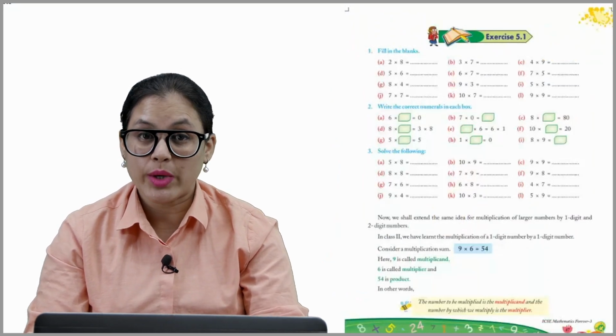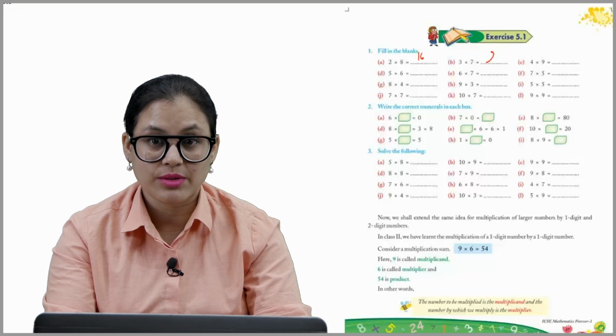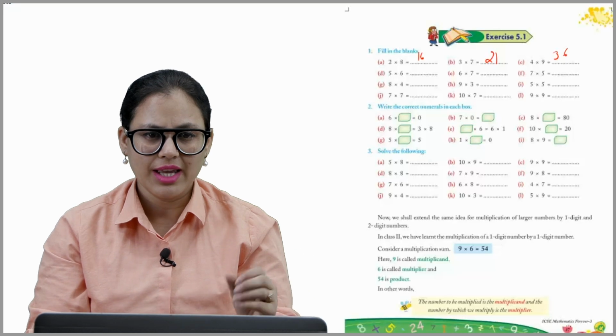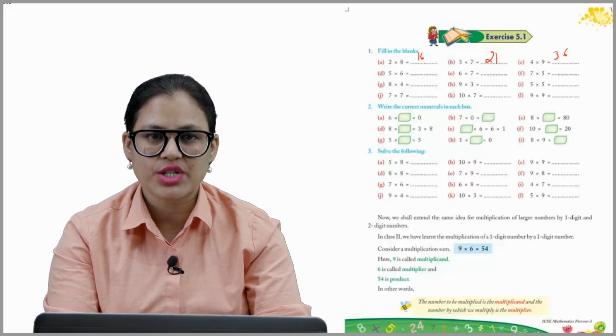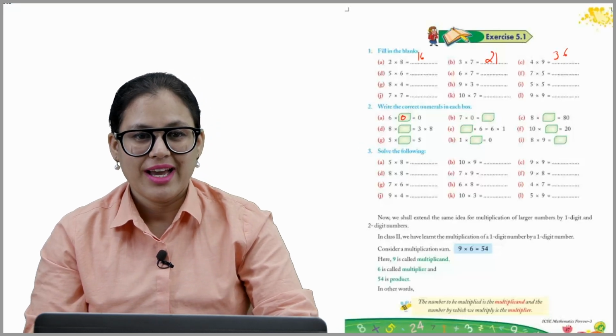Fill in the blanks. 2 into 8 is, 2 8s are 16, 3 7s are 21, 4 9s are 36, okay? And number 2, write the correct numerals in each box. 6 into dash is equal to 0. 6 into 0 is equal to 0, okay?